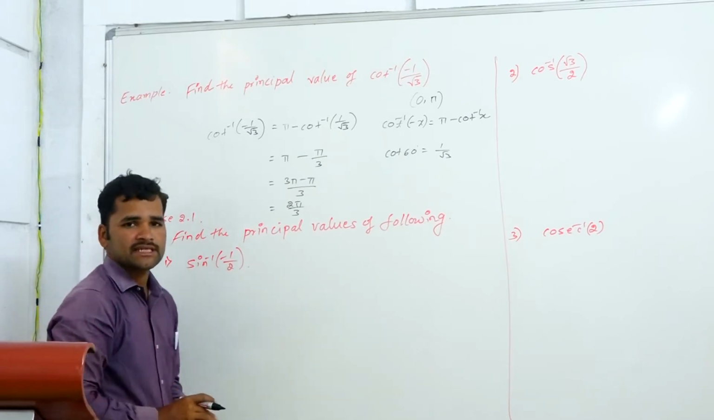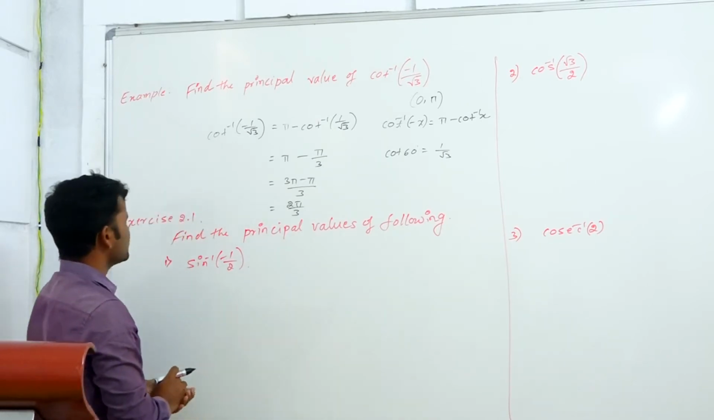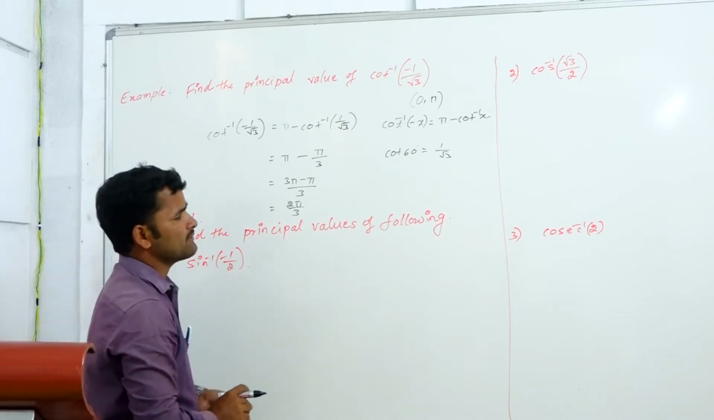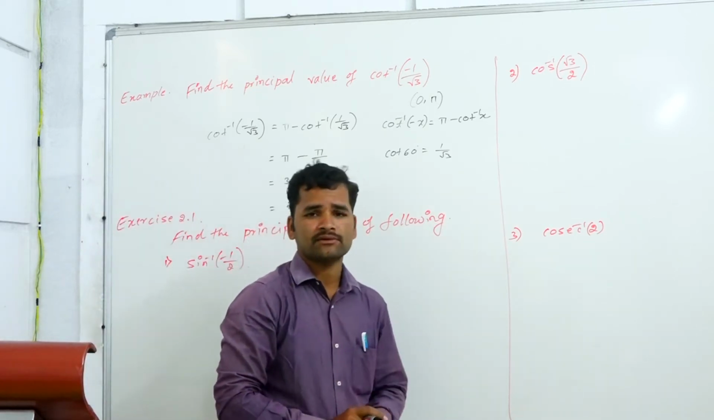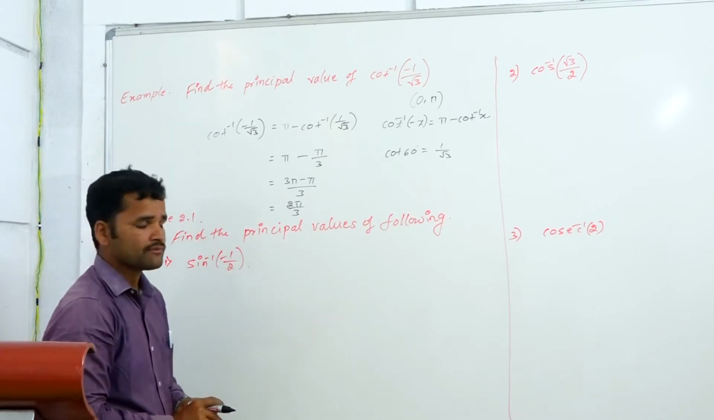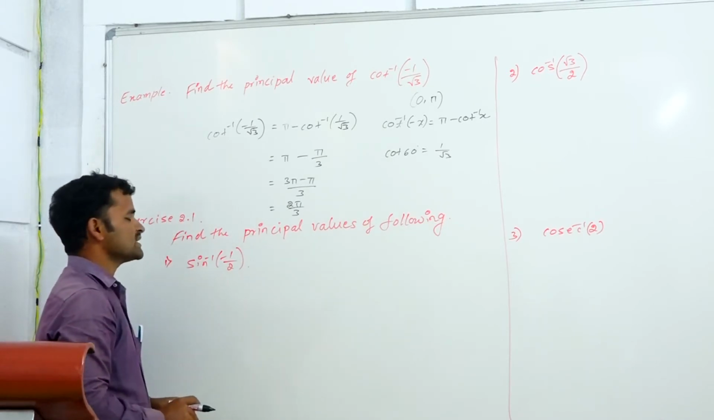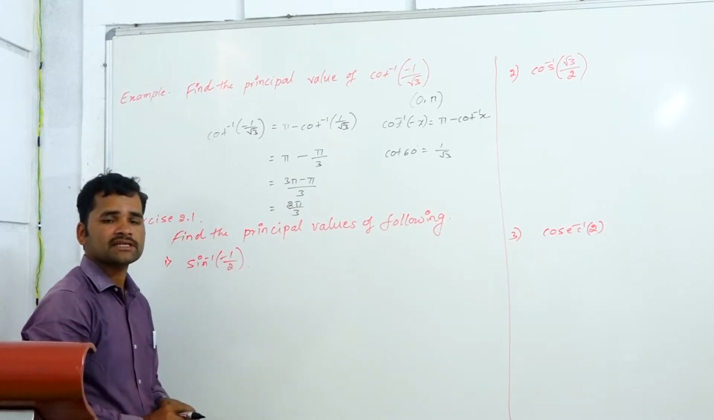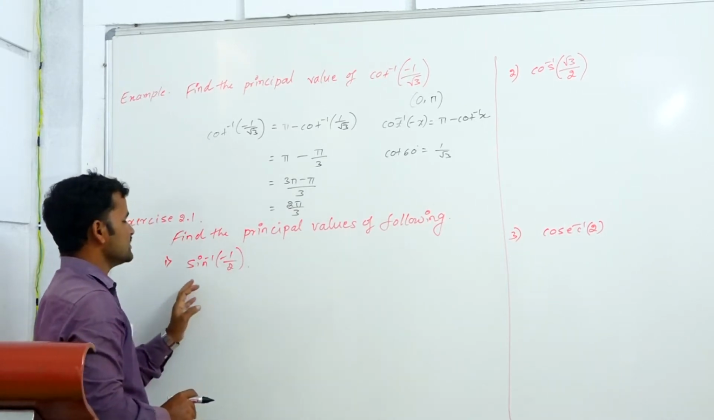Now coming to exercise 2.1. Here the heading is: find the principal value of the following. Many problems are given under the single heading, find the principal value of. Coming to the first question, we have sine inverse of minus 1 by 2.